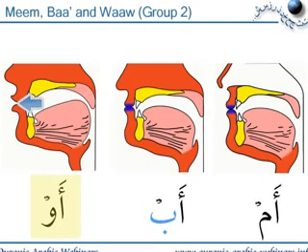And then we have aw, aw, and with the waw, you'll notice that you make a small circle with the lips, and it's the outer right and left side of your lips that come together. Aw.